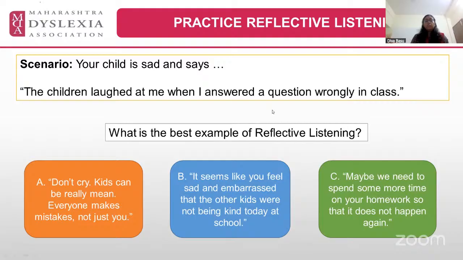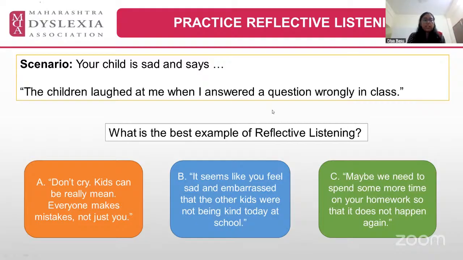Okay, so glad to see that most of you have got it right. So B is the one where the emotion is getting reflected, right? You are acknowledging that the child is feeling sad and embarrassed, and you are also paraphrasing the situation very nicely, that the other kids were not kind to your child in school today. So here, reflection is happening. You are reflecting, you are mirroring the child's emotions.